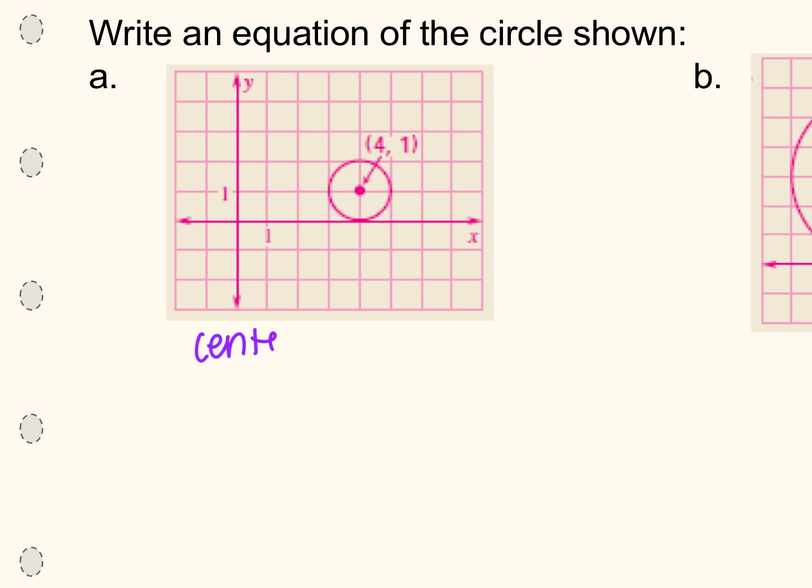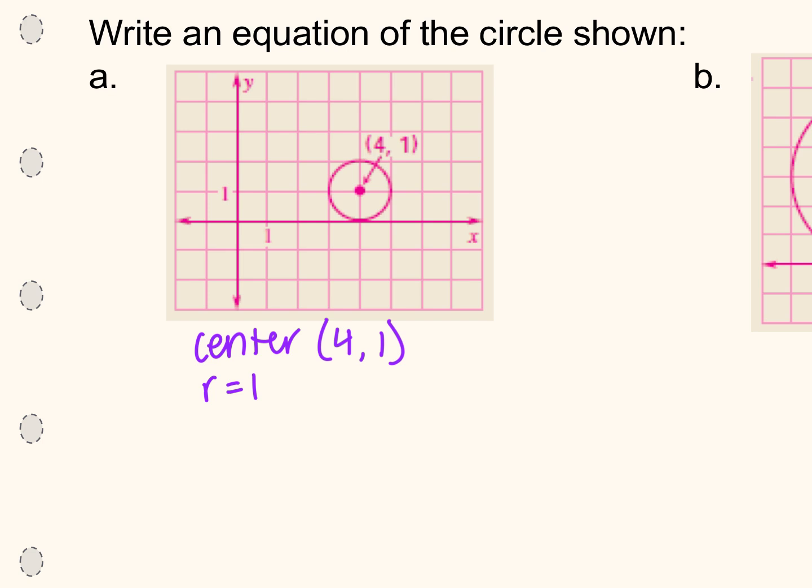Good. My center is 4, 1. And what's my radius? It's 1. Please pay attention to the graphs. Sometimes the graphs, not only on your homework, but on the test, are not going by ones. So definitely pay attention to the graph.